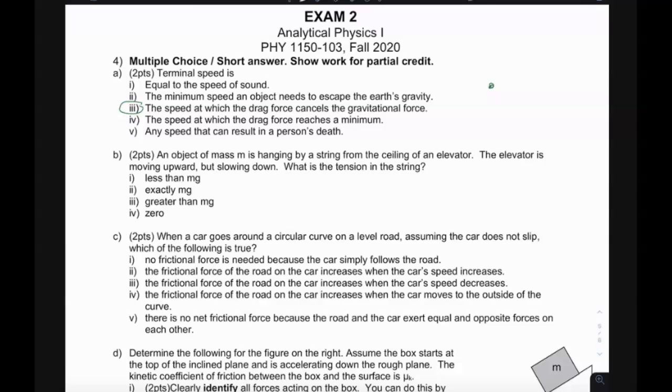The gravitational force is acting down, and the drag force is acting up, and they're balanced when the object is at its terminal speed.